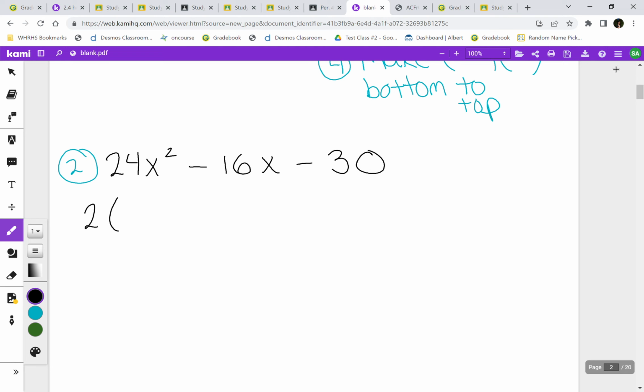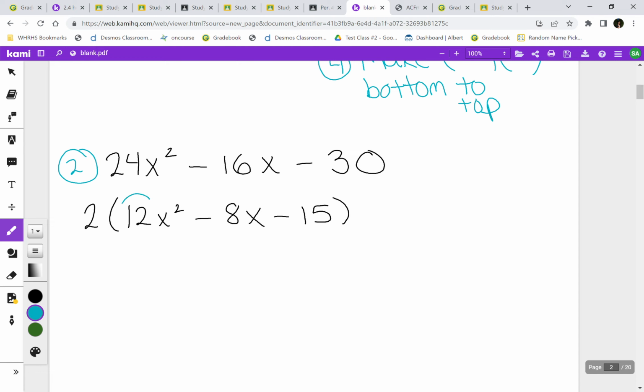When we pull out the GCF of 2, we're left with 12x squared minus 8x minus 15. Now we look inside our parentheses and we need to factor this further. This is factoring with a leading coefficient. We can do guess and check, or we can use earmuffs. I'm going to show you earmuffs just to show you how numbers can get a little big.